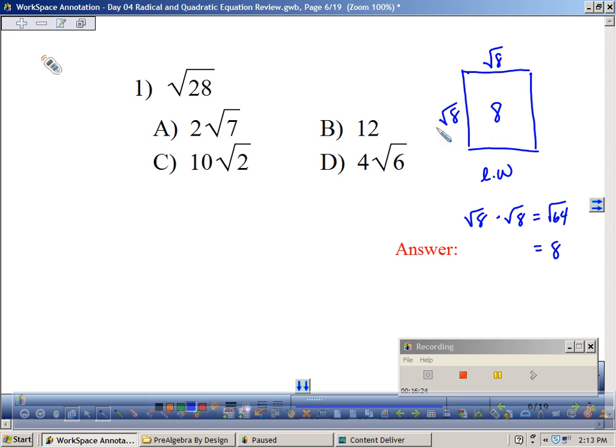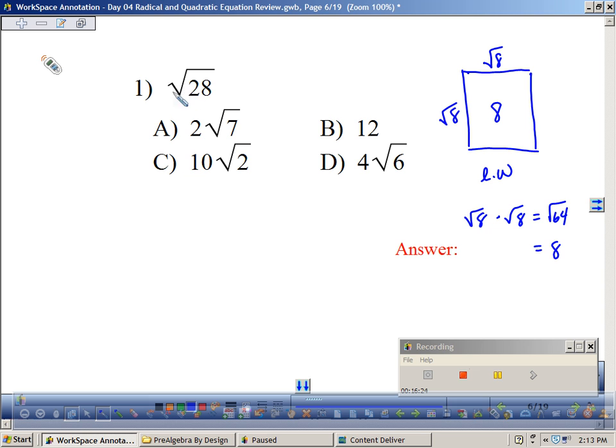Okay, so this is what it means. There's ways to explain it, but that's what it means conceptually. It's something tangible you can touch. It is an area formula. A square root is an area formula.